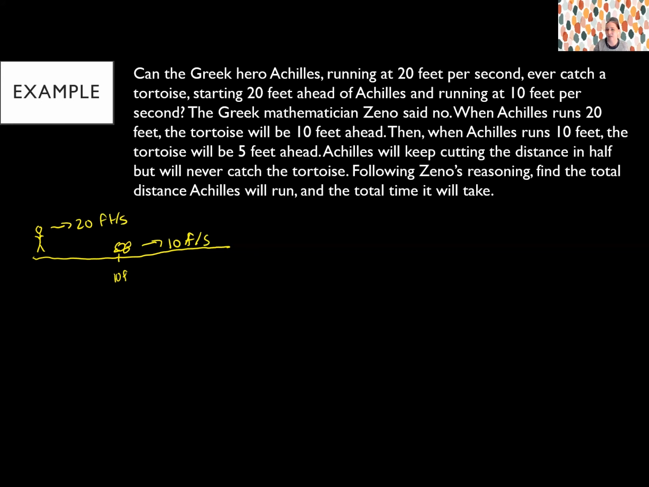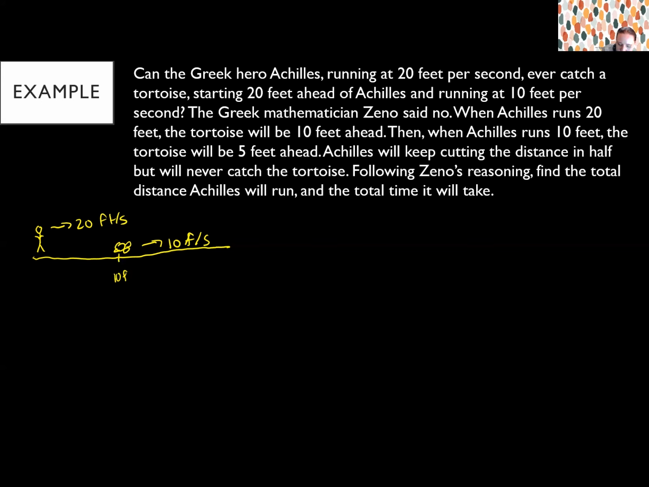So when Achilles runs 20 feet, the tortoise will still be 10 feet ahead. Then when Achilles runs 10 feet, the tortoise will be 5 feet ahead. And Achilles will keep cutting that distance in half, but will never catch the tortoise. So following Zeno's reasoning, find the total distance Achilles will run and the total time it will take. So let's think through this. There's a 10-foot gap right now.